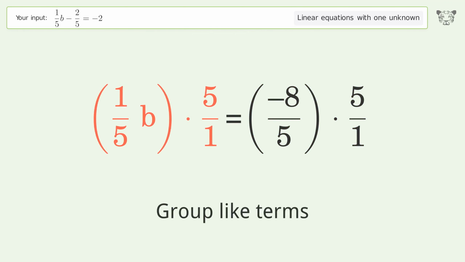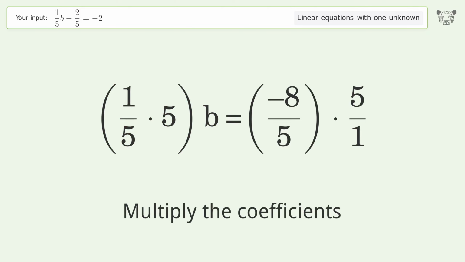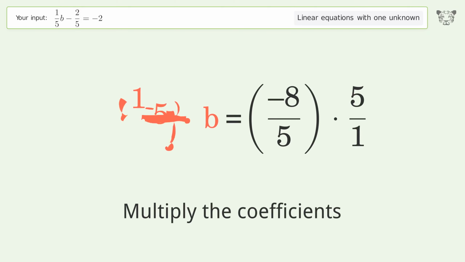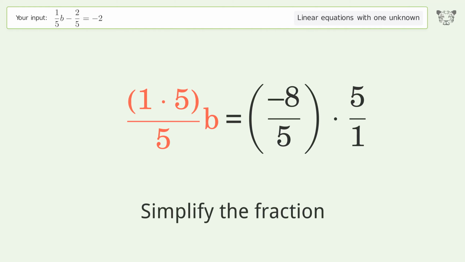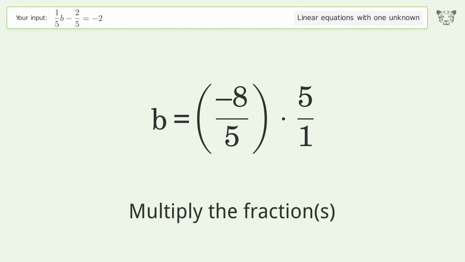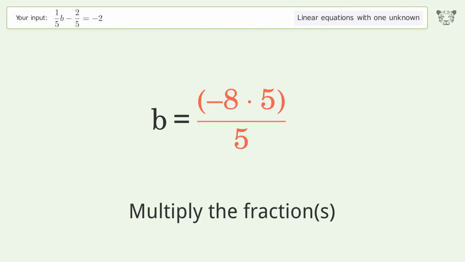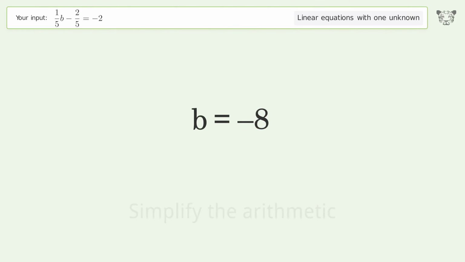Group like terms. Multiply the coefficients. Simplify the fraction. Multiply the fractions. Simplify the arithmetic. And so the final result is b equals -8.